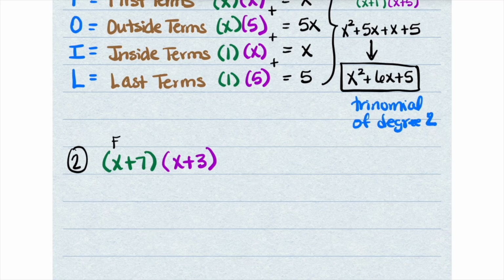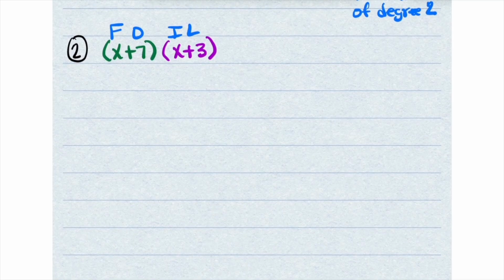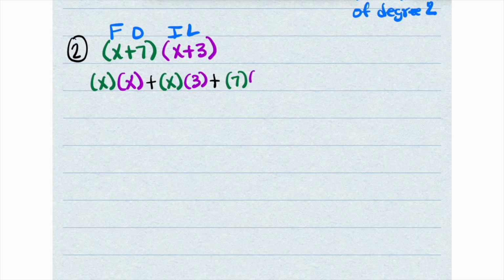Okay, ready? We're going to do the FOIL method. First, outside, inside, last. First, outside, inside, and last.